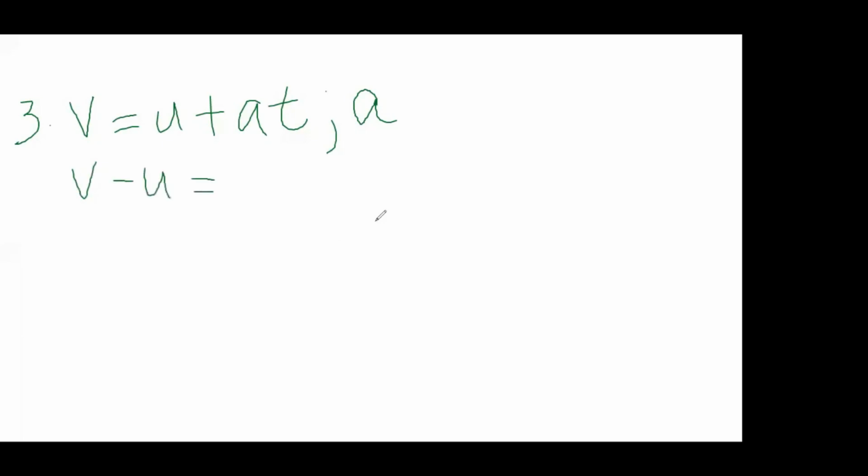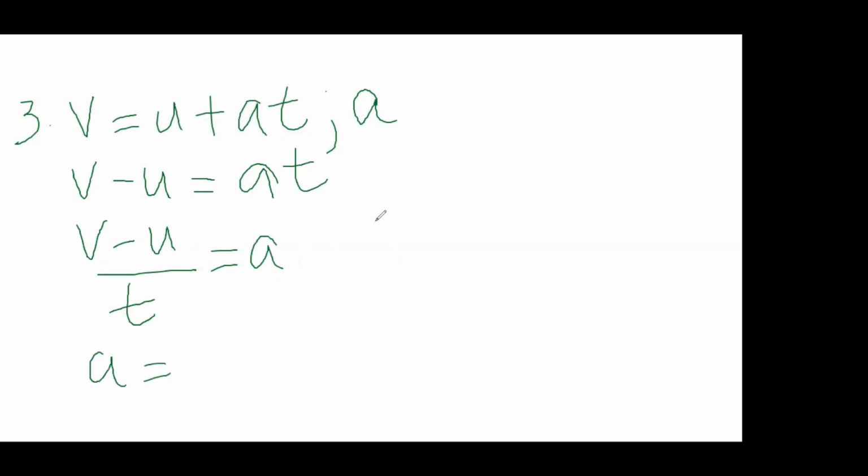So, give me back number 3, please. V is equal to U plus AT. We're finding for A. Miss, you first transpose the U. So V minus U is equal to AT. We carry over the T, it was multiplying, so it's going to divide. So V minus U divided by T is equal to A. A is therefore equal to V minus U divided by T.